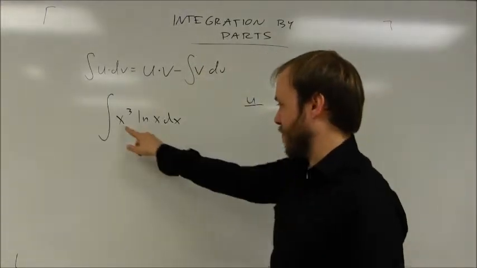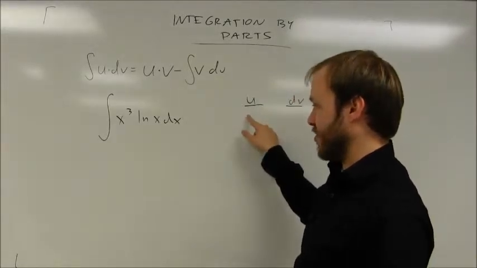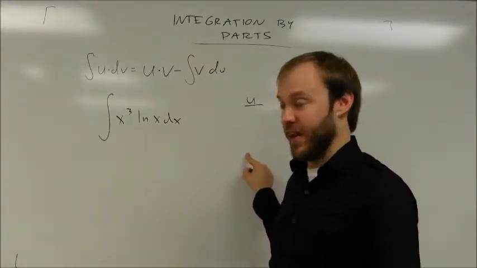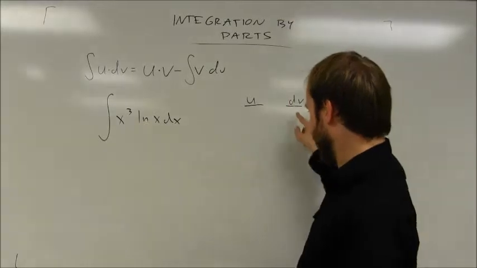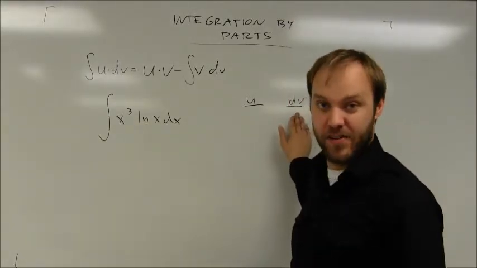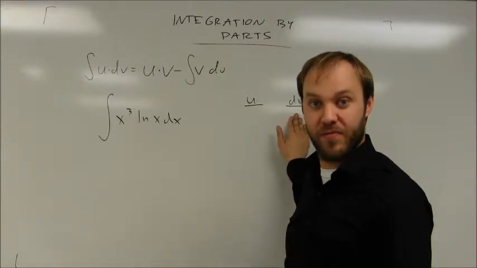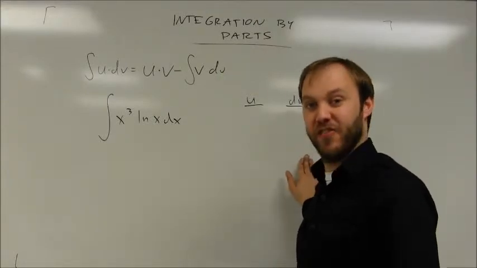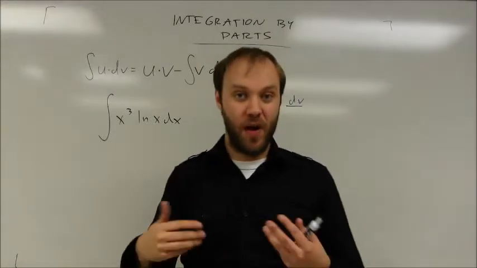I look at this and I say, well, I could take the derivative of x cubed pretty easily. That would be 3x squared. The problem is at the moment I don't know how to take the integral of ln of x. Okay, and whatever you put in this position is going to be viewed as a derivative. You've got to take the integral of it to get the original v value. So it's got to be something that you know how to integrate.